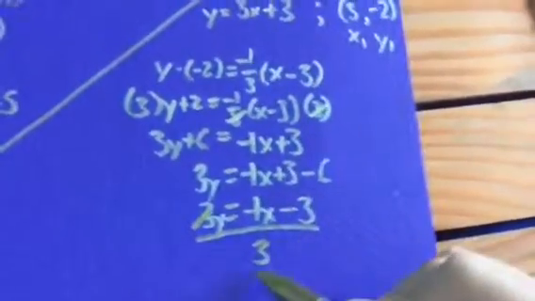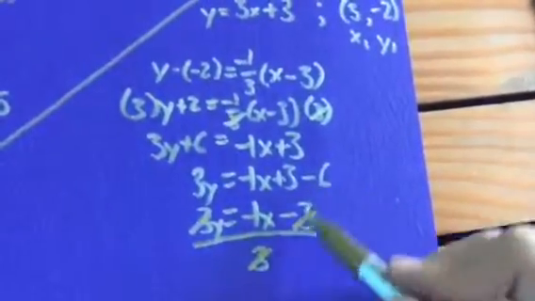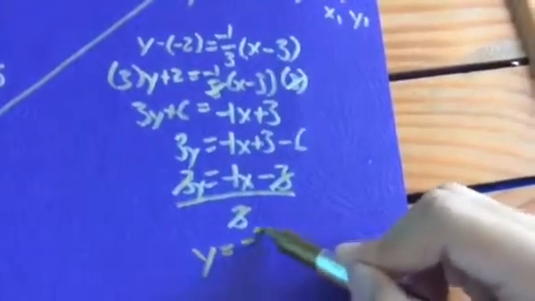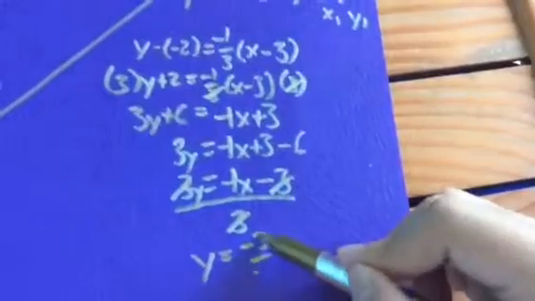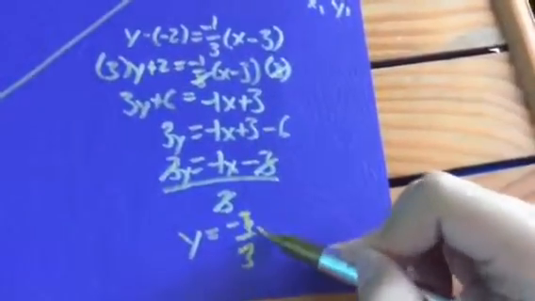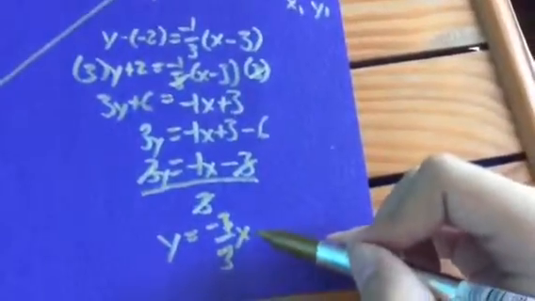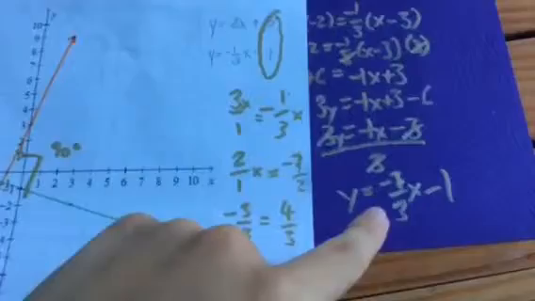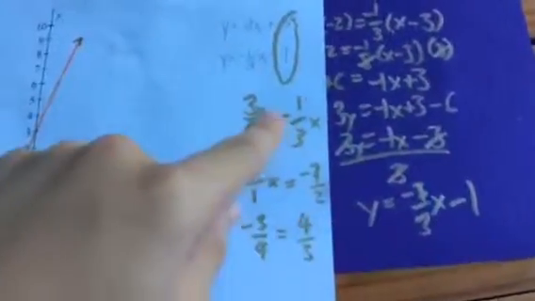So cancel these out. This becomes negative 1 since it's negative to positive. So the final answer would be negative 1 over 3 x minus 1, which corresponds to our original solution set, wherein it would be y equals 3x plus 3 and y equals negative 1 over 3 x minus 1.